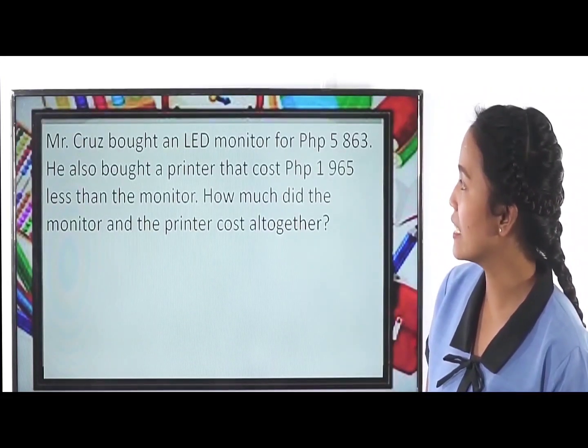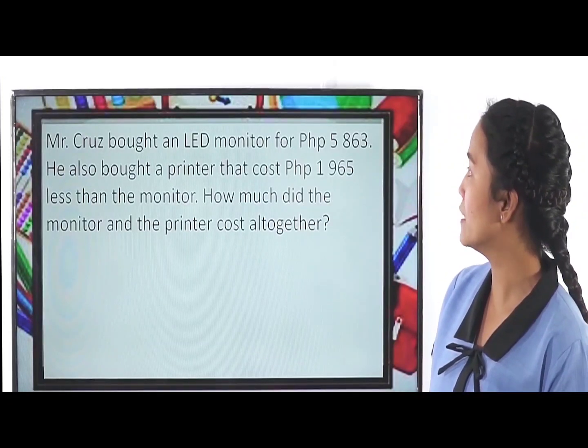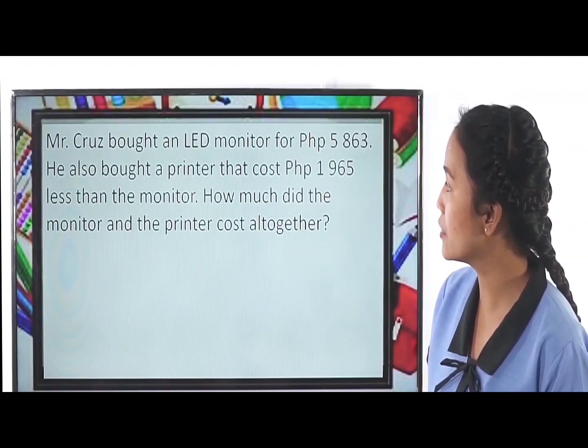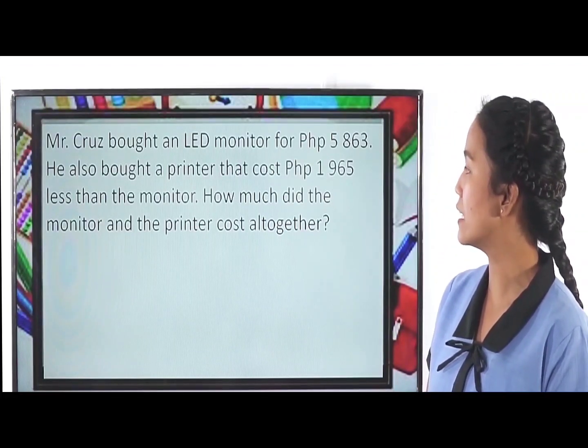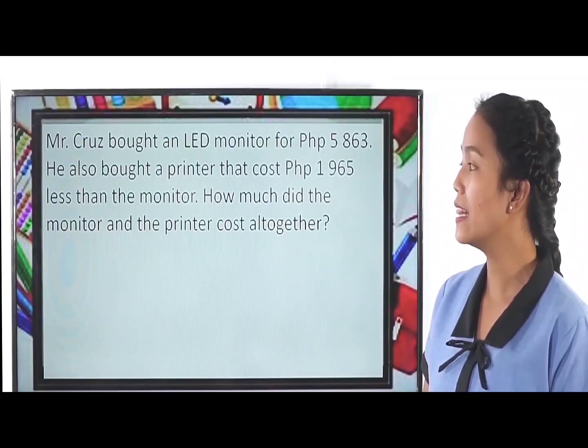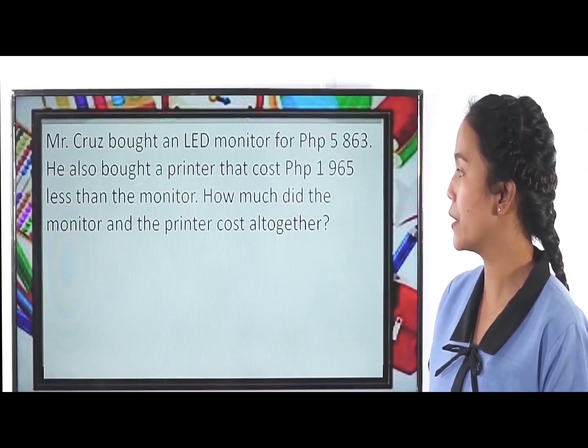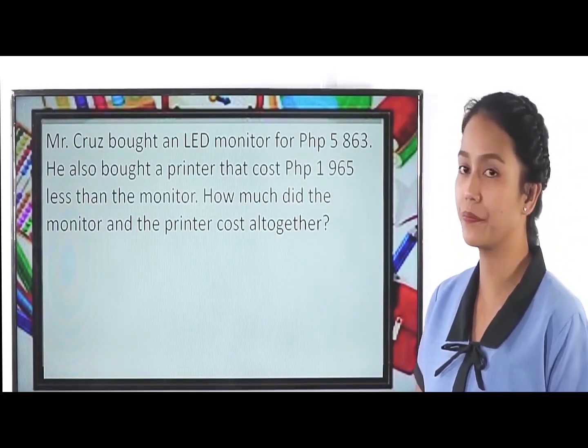Mr. Cruz bought an LED monitor for 5,863 pesos. He also bought a printer that cost 1,965 pesos less than the monitor. How much did the monitor and the printer cost altogether?